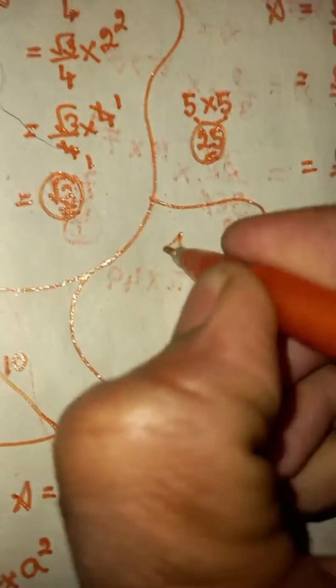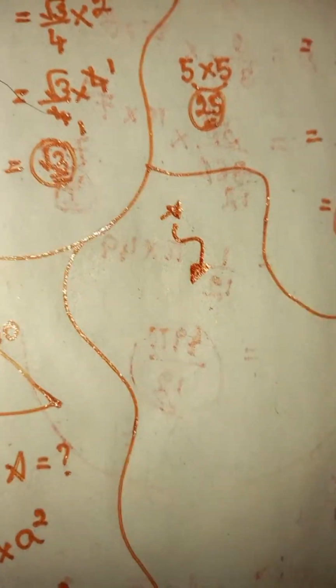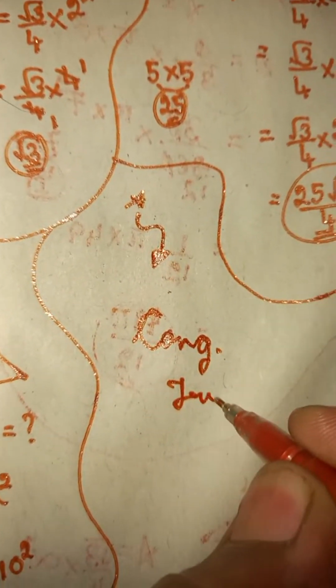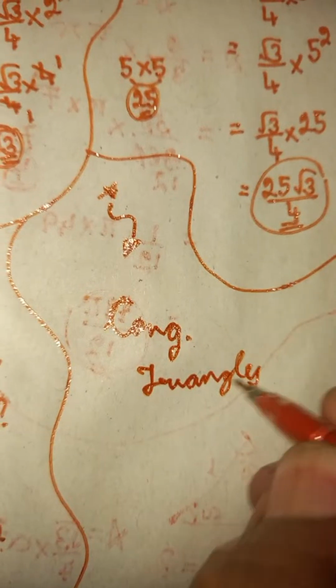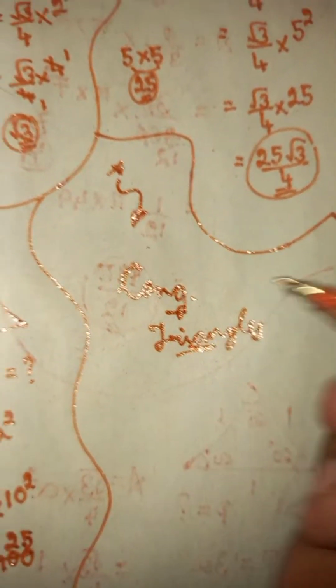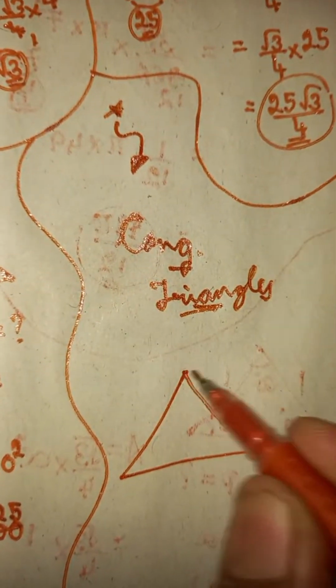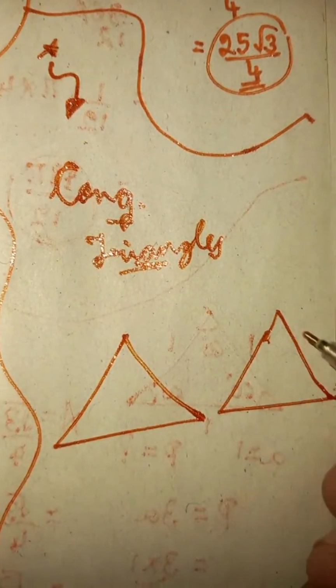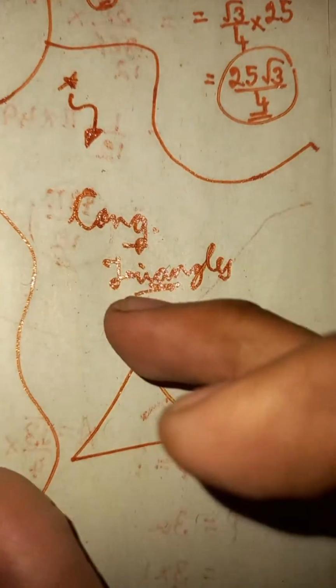I'm going to tell about congruent triangles. What are congruent triangles? If you take any two triangles like this and they have the same shape and size, that means if you cut this and place it on this, it exactly fits on that.